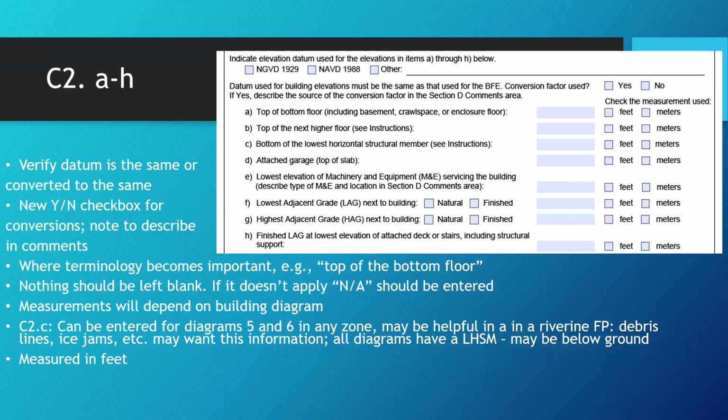Again, C2C could be used in any zone. The instructions clarify that now, that for diagram 5 and 6, it can be used in any zone. It might be helpful, I guess, if you have debris lines that you want to measure, ice jams, you might want that information. And again, all diagrams have a lowest horizontal structural member. They just might be below ground. So, not something you would be taking a measurement on, but it is there. And of course, we use feet here in the continental United States, so don't use meters.